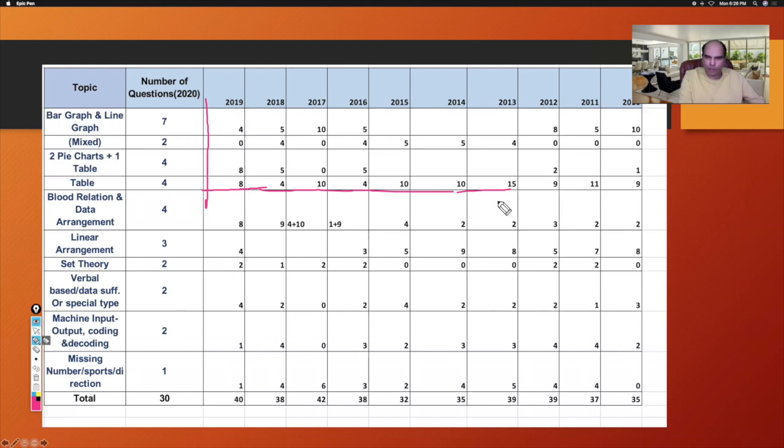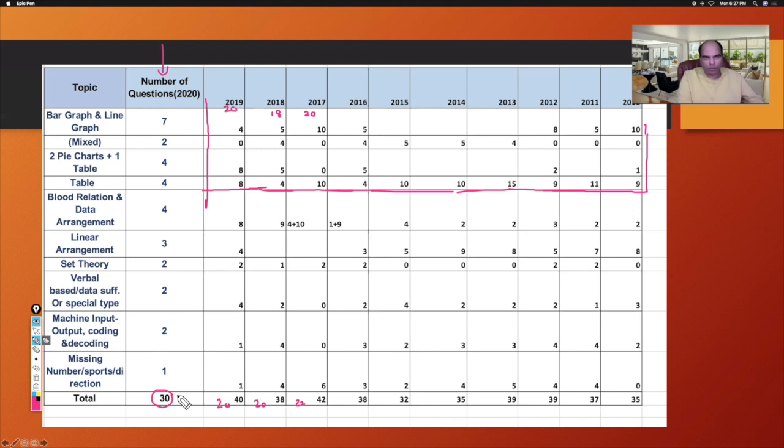It's showing you that typically the DI would be around 18 or 20 questions, and the LR would be 20 or 22 questions. So this is one part of this. But in 2020, it became one section, 30 questions.